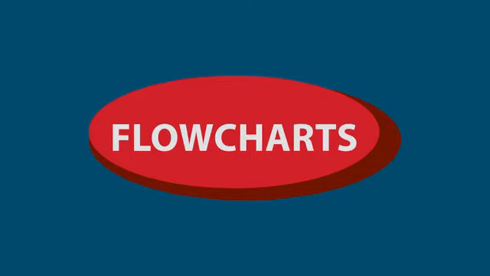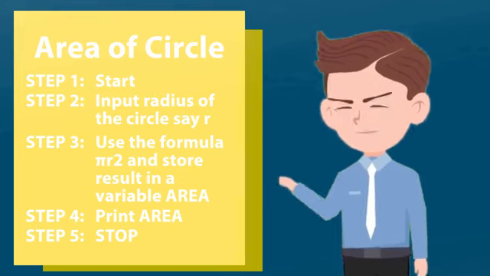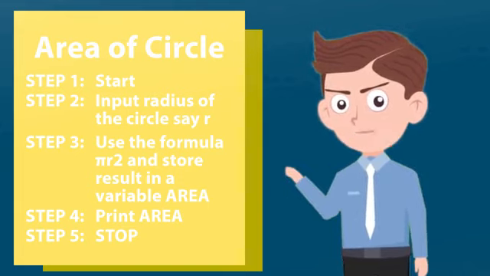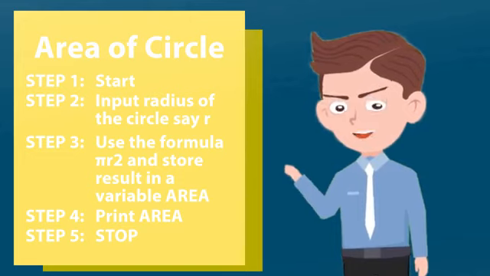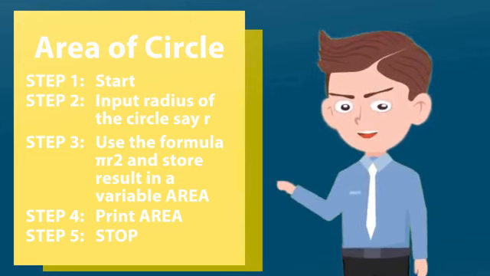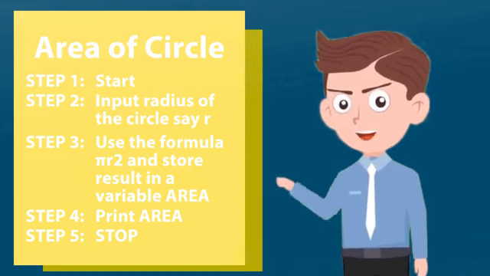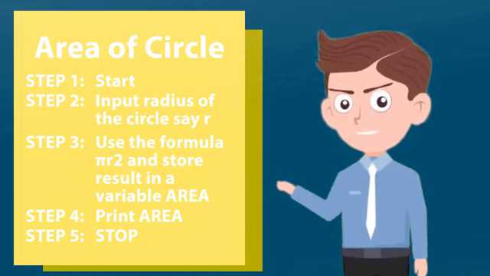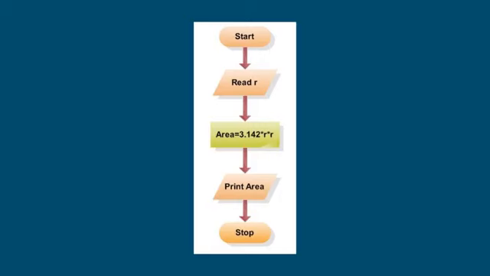Let's say we need to calculate the area of a circle. In algorithm, it is like this. Step 1, start. Step 2, input radius of the circle or the arc. Step 3, use the formula pi r squared and store result in a variable, let's say variable area. Step 4, print area. Step 5, stop. While in flowcharting, it is like this.